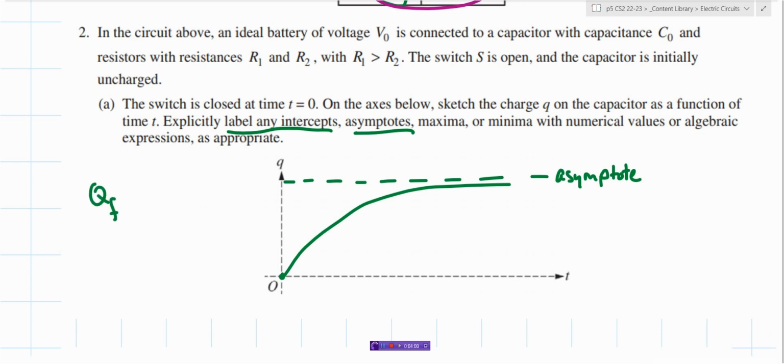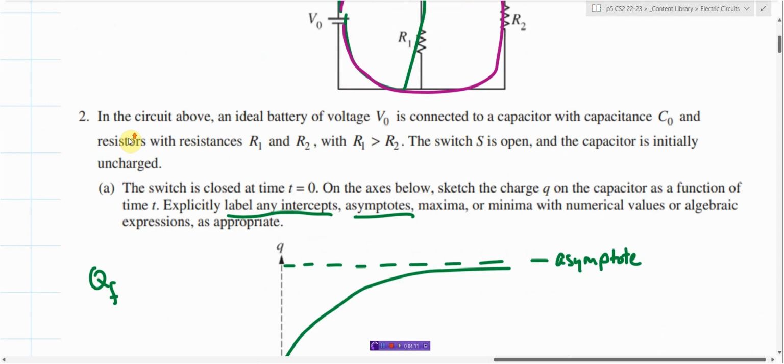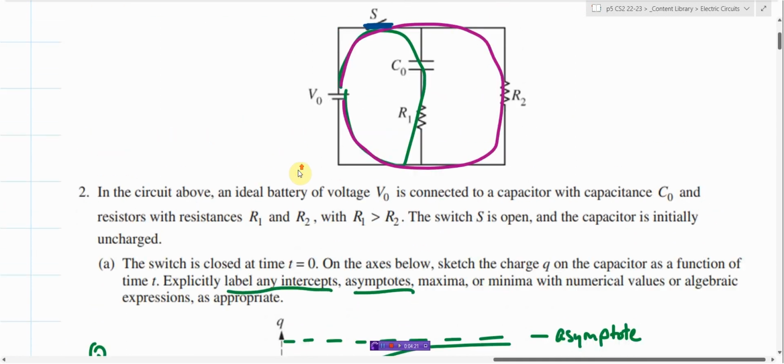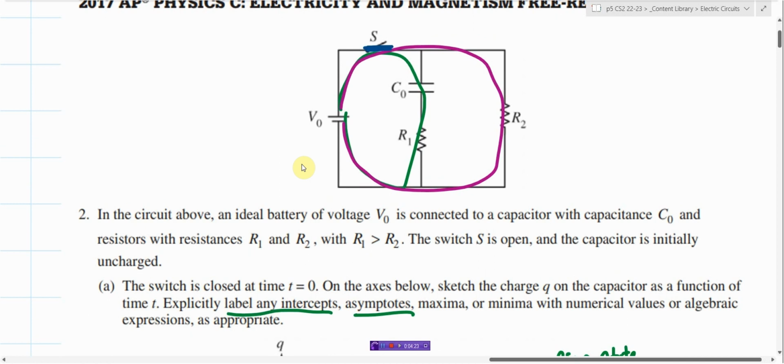But I'm supposed to use numerical values or algebraic expressions. QF is not something they gave me. If I look around at the things they gave me, there is definitely no QF. I have to find a way to express QF in terms of things that they did give me. But they did give me some stuff.